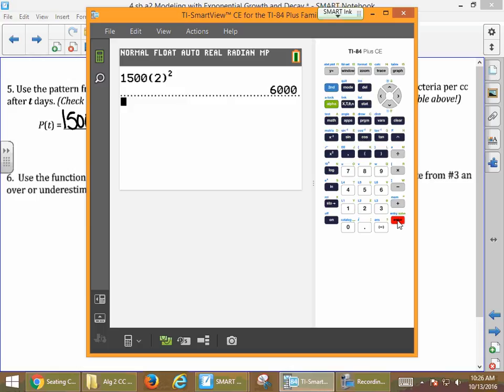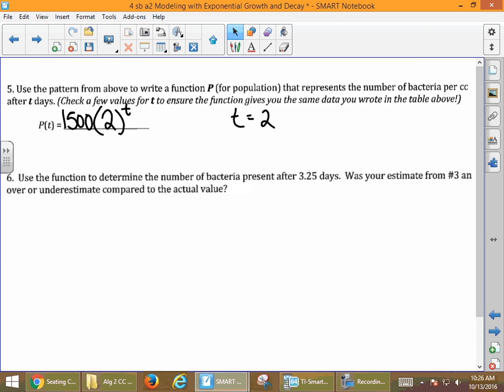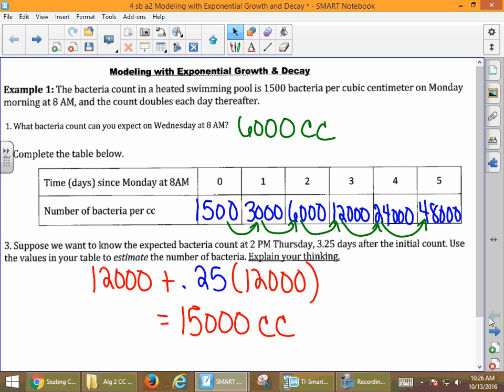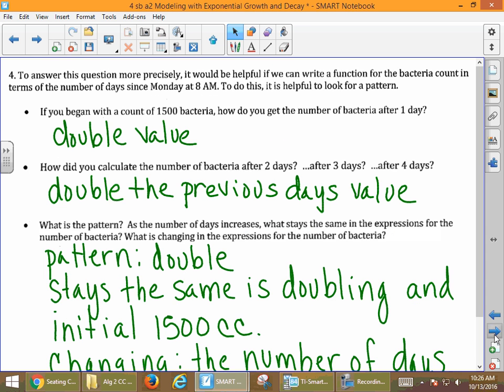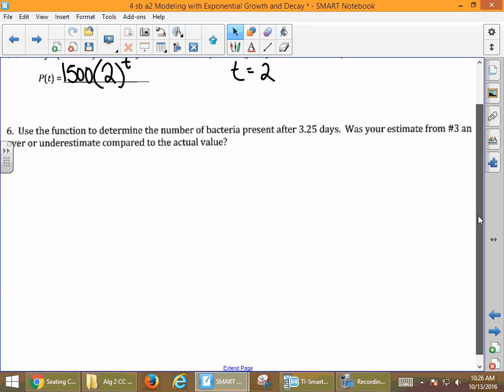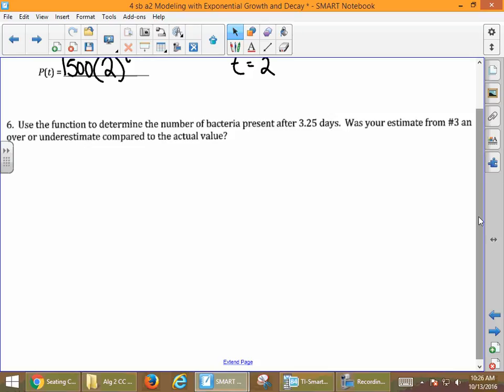And does that match what's in our table above? And if we go back, sure enough, we match. And we could check more. And in fact, we'll look here in a couple minutes. We're spending a lot of time on this problem today.